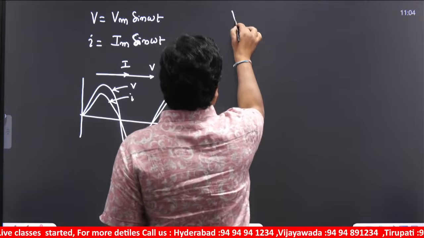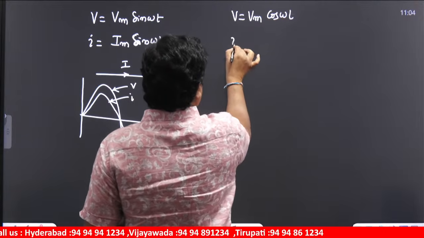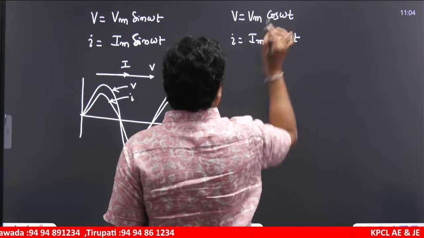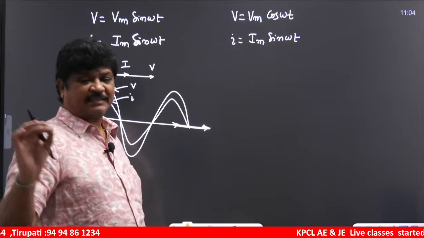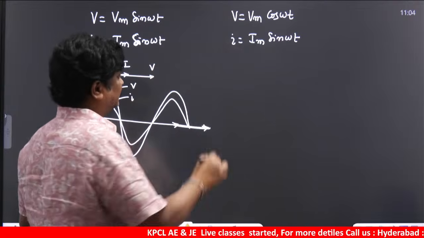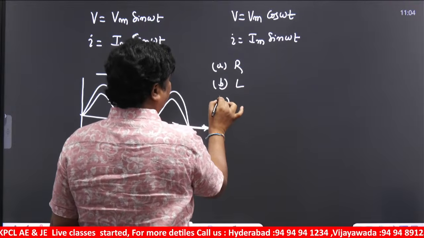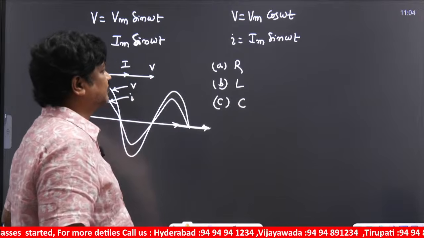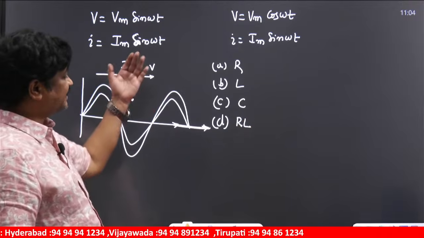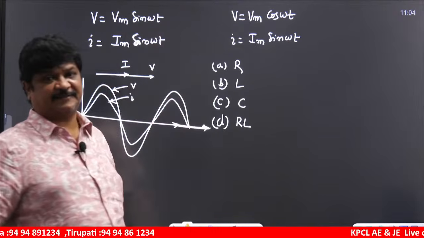Now, the voltage V is equal to Vm cos omega t. Current I is equal to Im sin omega t. Now I am asking a question for you. What is the nature of the element present for this given circuit? Option A, resistor. Option B, inductor. Option C, capacitor. Option D, RL circuit. For the given voltage and current, what is the nature of the element present?